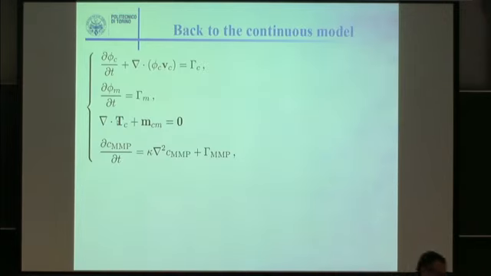Okay, so let's go back now to the continuous model and see how we can use this information in the continuous model. So the first and the third equation are what I already mentioned. Here we are adding an equation for the extracellular matrix. This is the density of the extracellular matrix; it is rigid, but it can be remodeled by the metalloproteinases produced by the cell at some point.